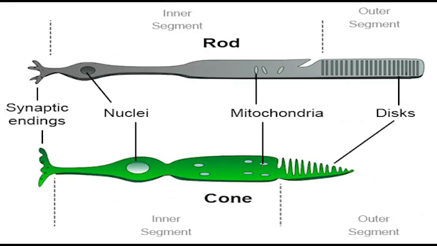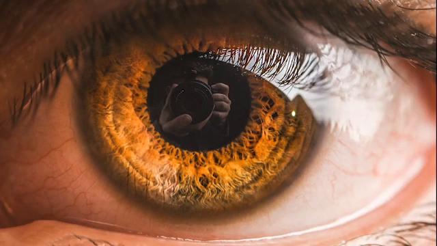Now, rods are highly sensitive to light and are responsible for our vision in low light conditions, whereas cones, on the other hand, are responsible for color vision and work best in bright light. Now, diving into the biochemistry behind photoreception, I want you to understand that within the rods and cones, there are molecules called photopigments. These photopigments undergo a chemical reaction when they absorb light, triggering a cascade of events that ultimately leads to the generation of electrical signals.